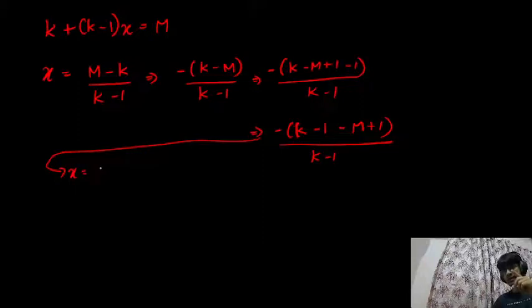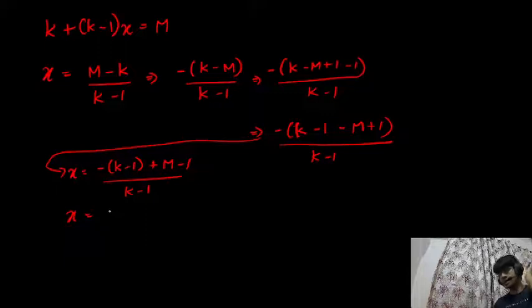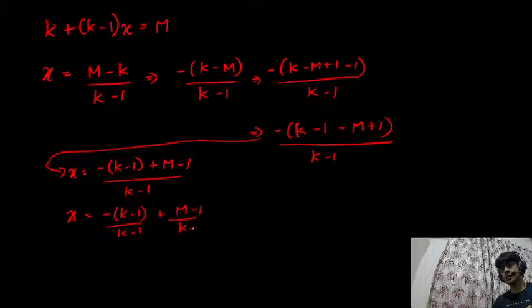now you can simplify it much more. Minus k minus 1, then I'll be taking the minus inside, then it becomes plus m minus 1 divided by k minus 1. x is equal to, just split the numerator, so minus k minus 1 divided by k minus 1 plus m minus 1 divided by k minus 1. So this will give you minus 1 plus m minus 1 over k minus 1. This is the final equation.